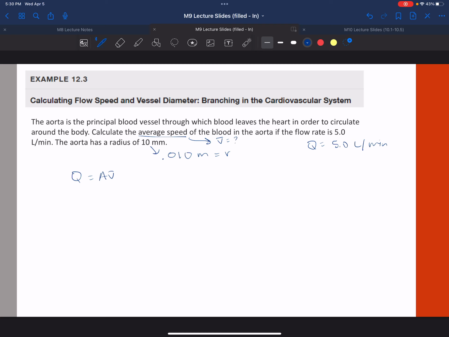Okay, let's think about a blood vessel. Well, the cross-sectional area, again, it's going to be a circle. So the area is just pi r squared, which we can calculate really fast. And that would be 3.14 times 10 to the negative fourth meters squared. Cool, so let's solve for velocity. V is Q over A.